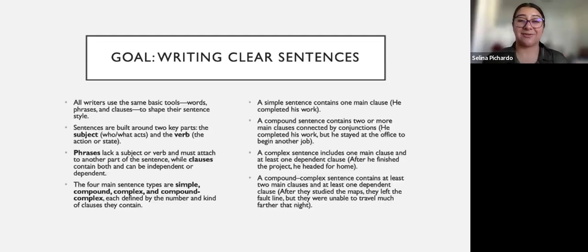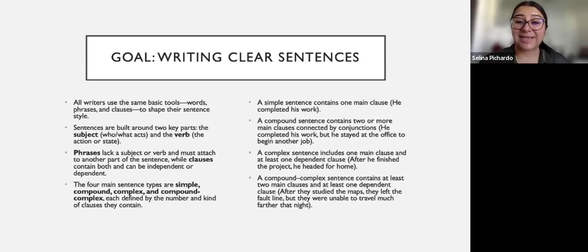I'm not sure if you can tell, like, he completed his work, period. He stayed at the office to begin another job. Yes, two separate sentences, but it seems very much like a robot. So sometimes you just want it to flow. You want to sound like a human being.